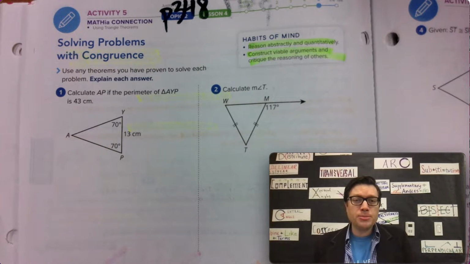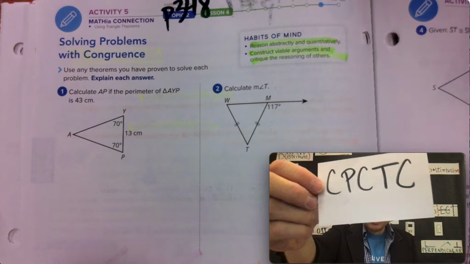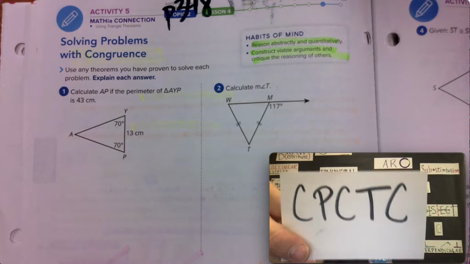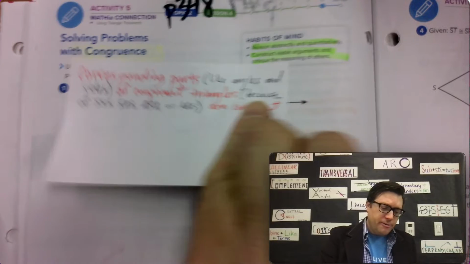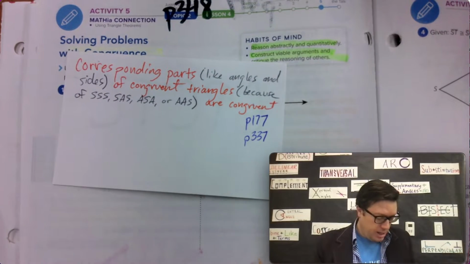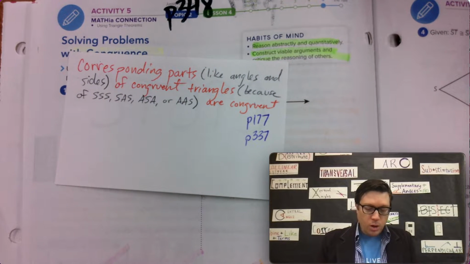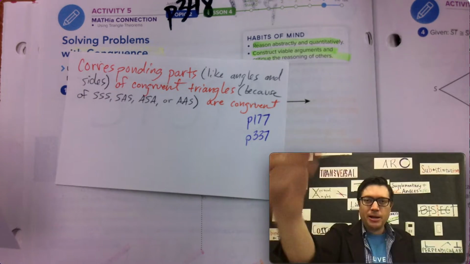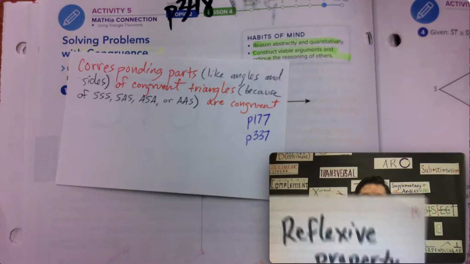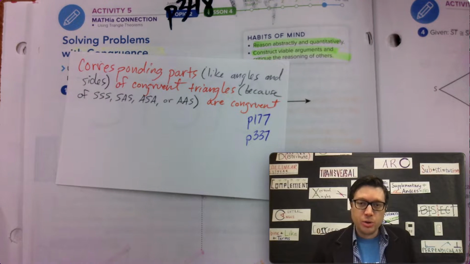We're going to solve some problems today, and we're going to use these note cards. So if you have CP, CTC, let's use it. You can find that one on page 177 and then again on page 337. We're also going to use the reflexive property. This video, maybe the next one, but the reflexive property says that something is equivalent to itself.